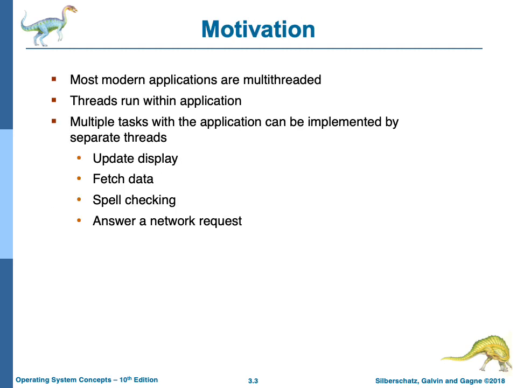So a thread is a basic unit of CPU utilization. It has a thread ID, a program counter, a register set, and a stack. It shares with other threads that belong to the same process the code section and the data section, as well as other operating system resources such as the open files and the signals. So a traditional process typically has a single thread of control, but if a process has multiple threads of control, it can perform more than one task at a time.